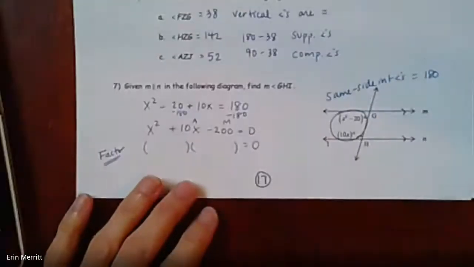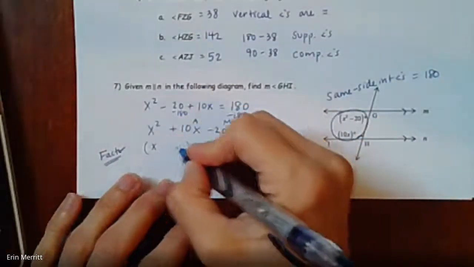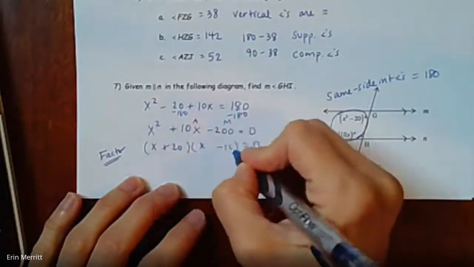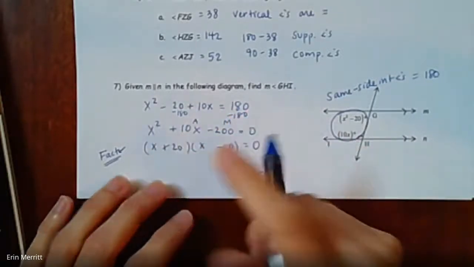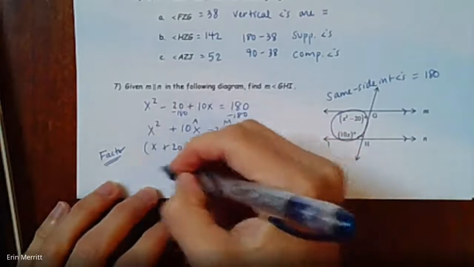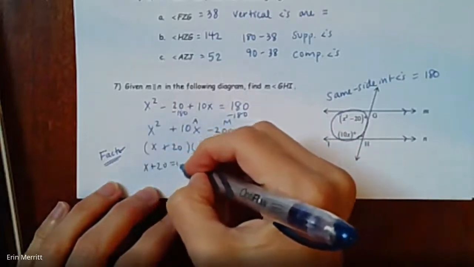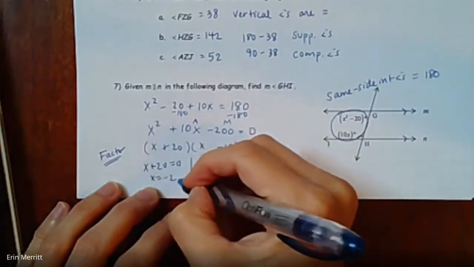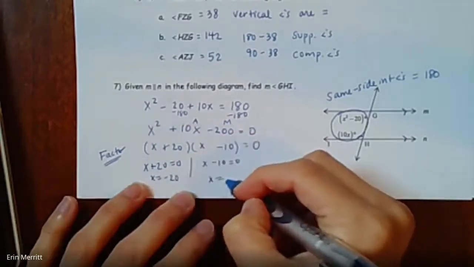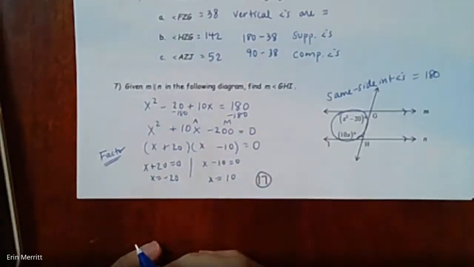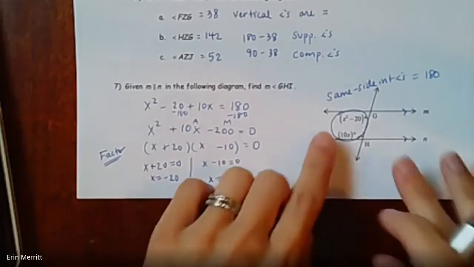So let me zoom that back up. So we can have x plus 20 and x minus 10 so that they add up to a positive 10 here. And then you can keep going. So x plus 20 equals 0, so you get negative 20. X minus 10 equals 0, you'd get positive 10. Now, do you immediately reject the negative? Tell yourself no right now, because sometimes it works. Sometimes it works. And this time it's not going to.